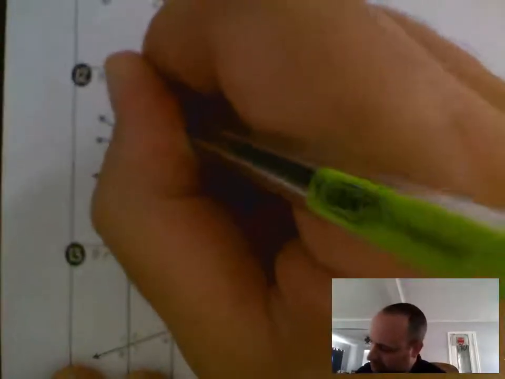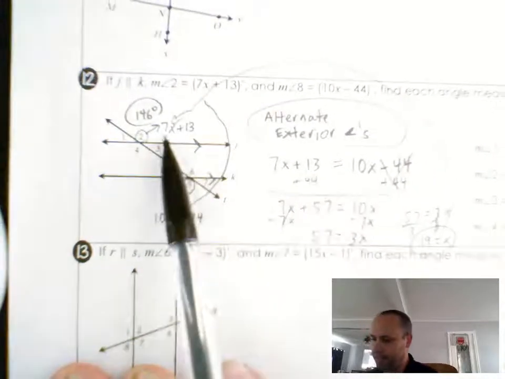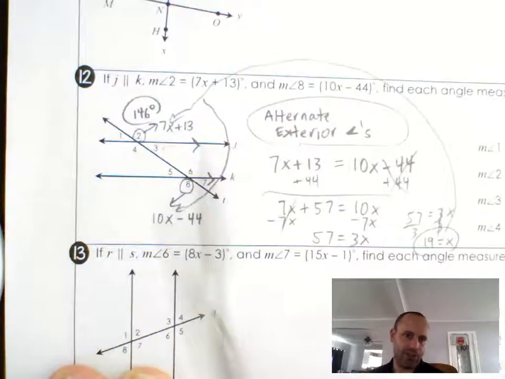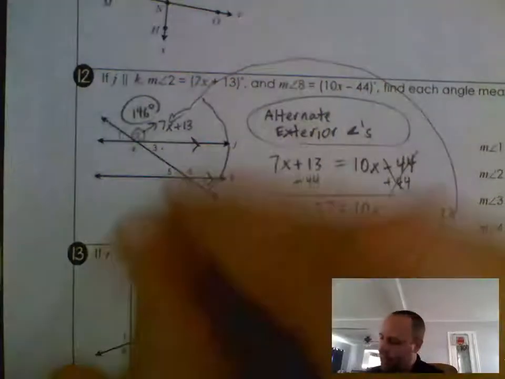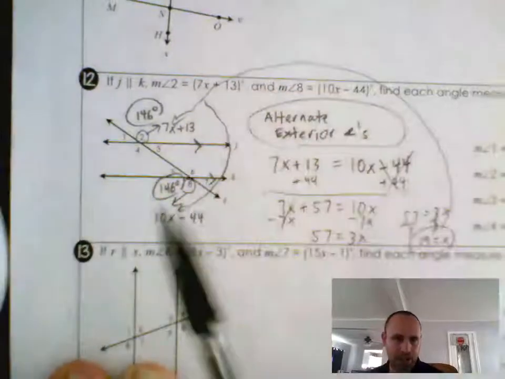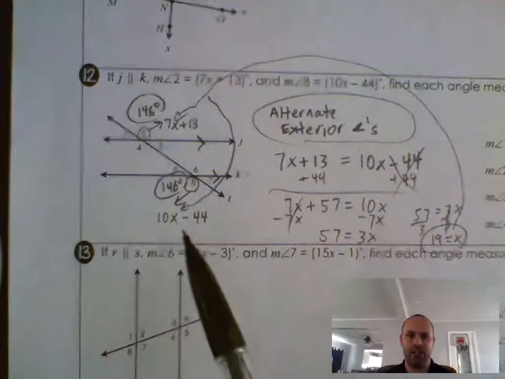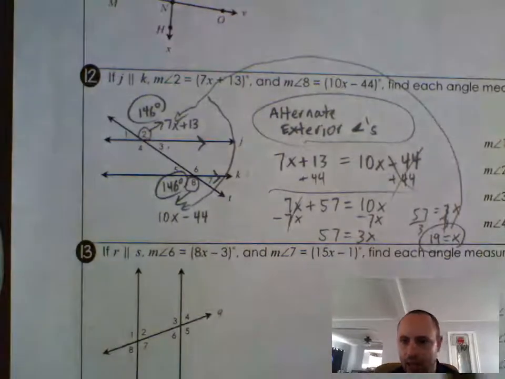So this is 146. If that didn't make sense to you, you can just put it in your calculator, work it out, find 7 times 19, and then add a 13. Hopefully we'll get the same thing. And now this one should be 146 too, because the rule says that alternate exterior angles are the same measure. Well, let's just chuck it in just to see. So 10 times, what, x is 19, right?